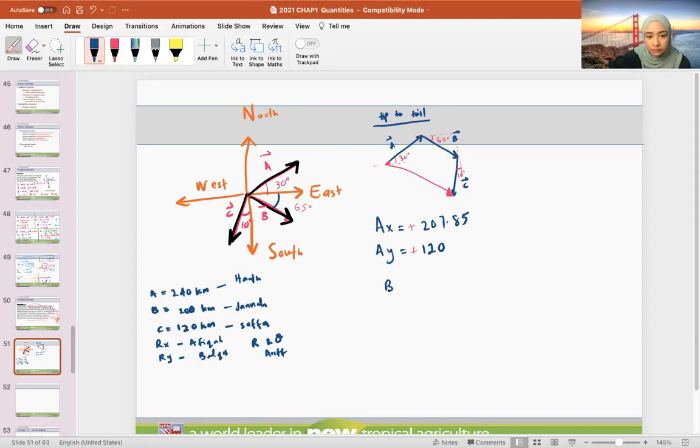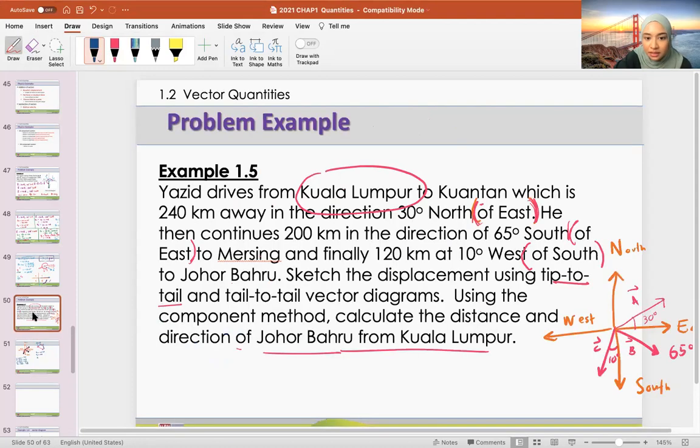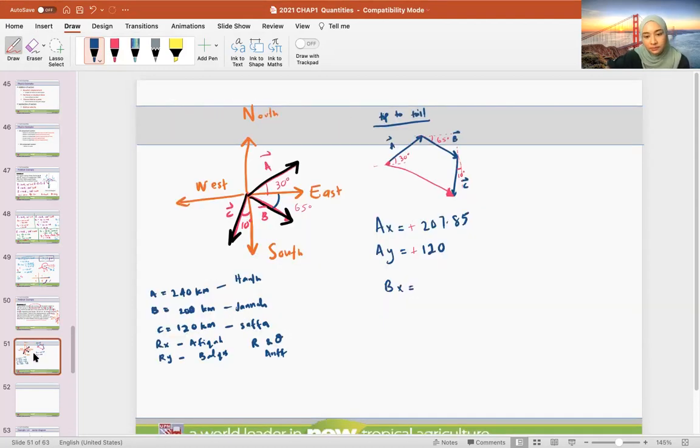Untuk BX tu 200 ke 204? 200 I think. Oh tadi 204 je. Saya nak kira balik. Alright. So kita tunggu Jannah set it up. This is 240 cosine 30. 240 sine 30.